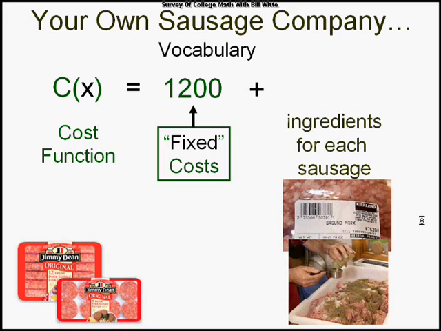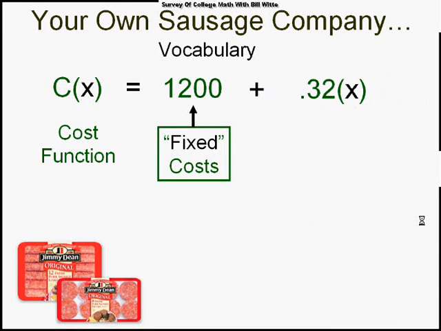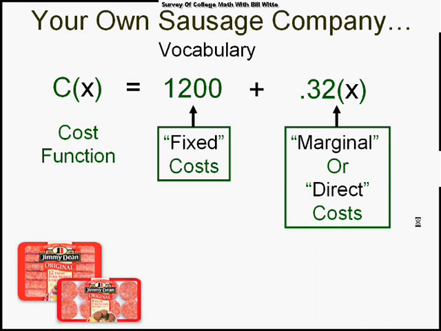Now add to that the ingredients for each sausage. That's not fixed, because depending on how many sausages you make, if you make a lot, it's going to cost you a lot. You make not that many, it's not going to cost you that many. We're going to say that it costs me 32 cents for just the ingredients of the sausage, x being the number of sausages.